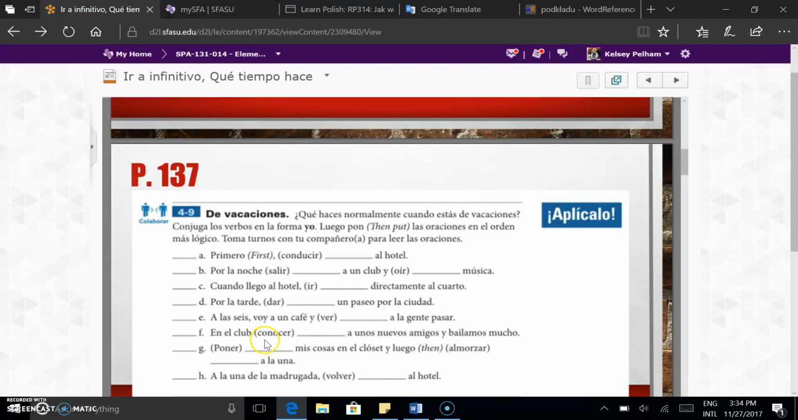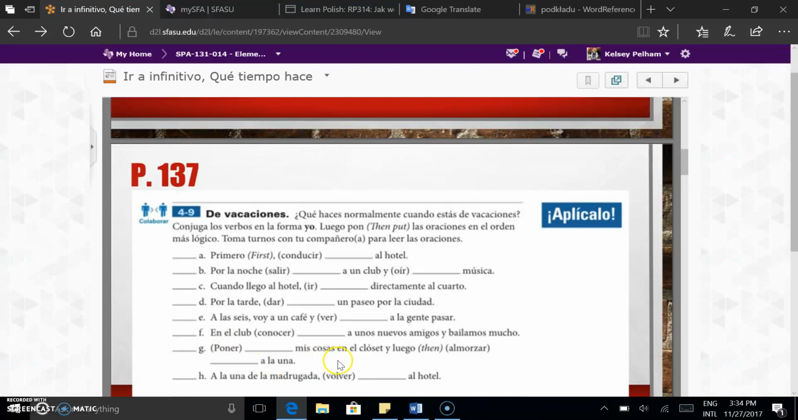En el club, el verbo conocer works like conducir. Conozco a unos nuevos amigos. In this sense, conocer can also mean to meet. So if you meet someone for the first time, we'll use the verb conocer. Conozco a unos nuevos amigos y bailamos mucho.